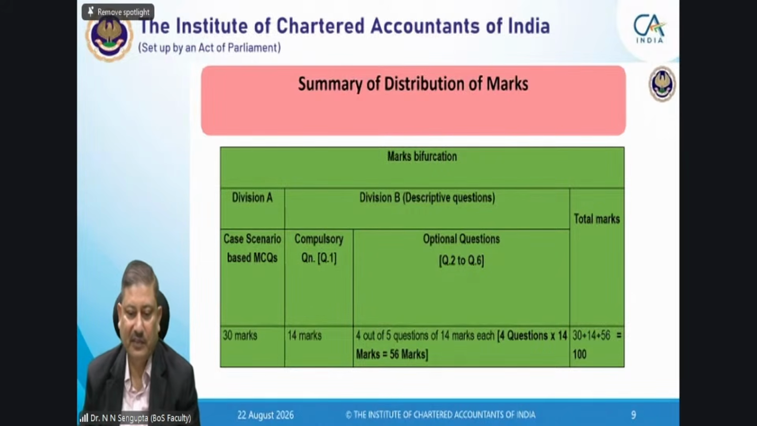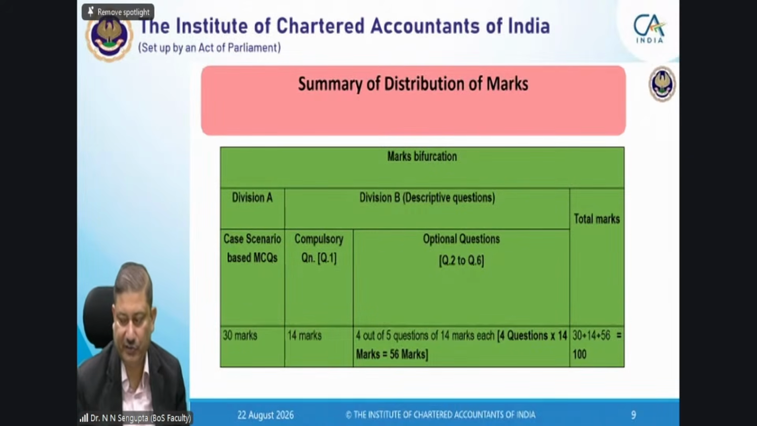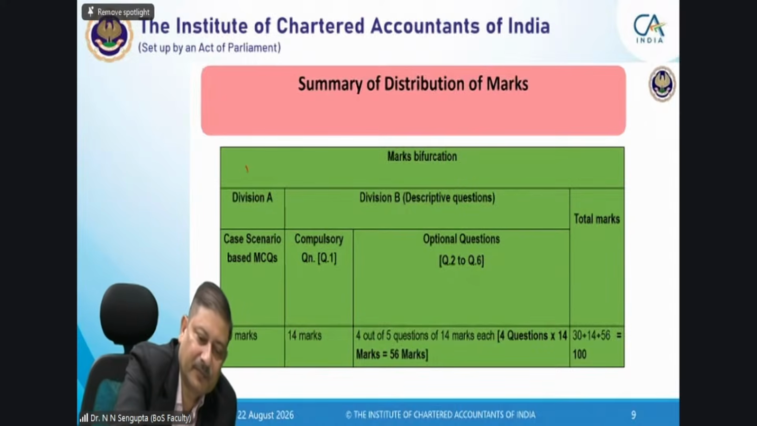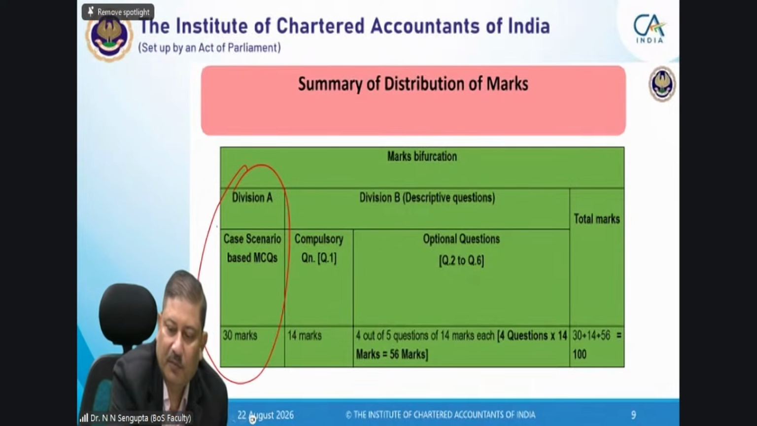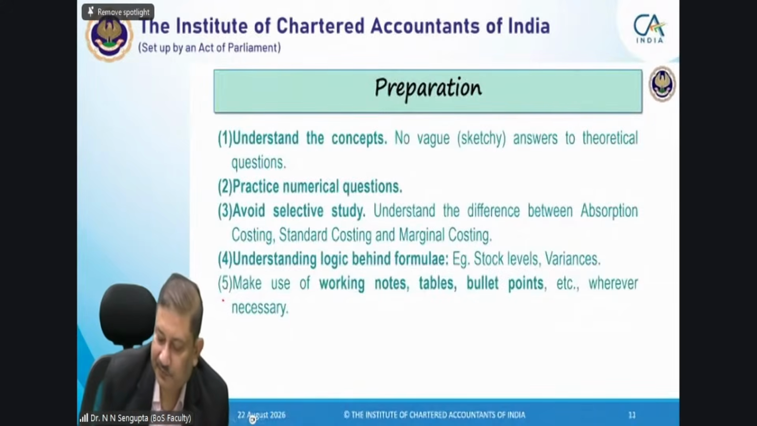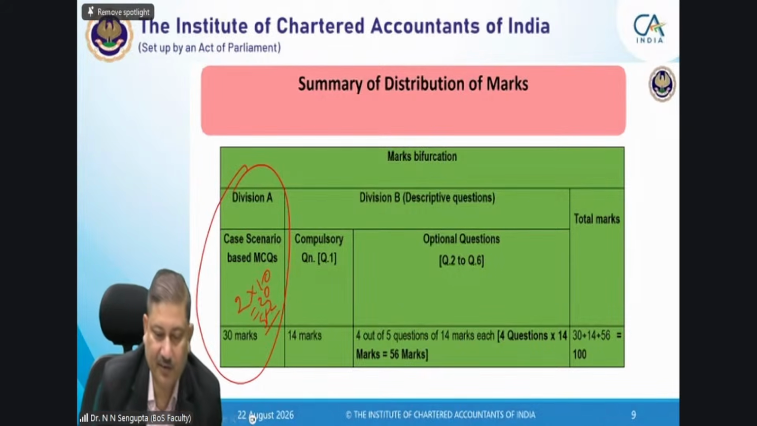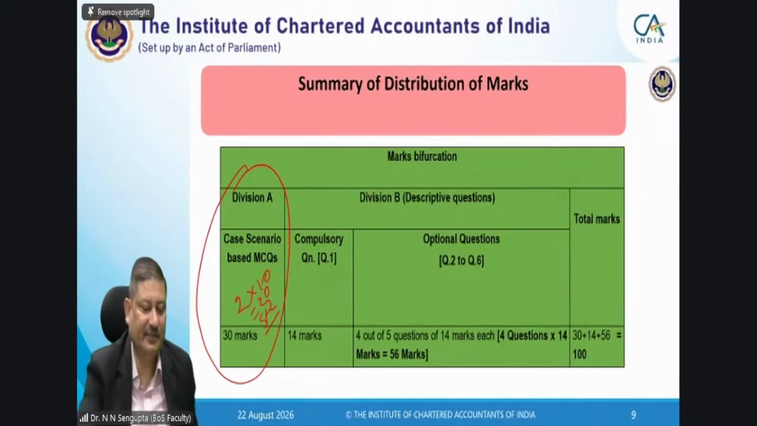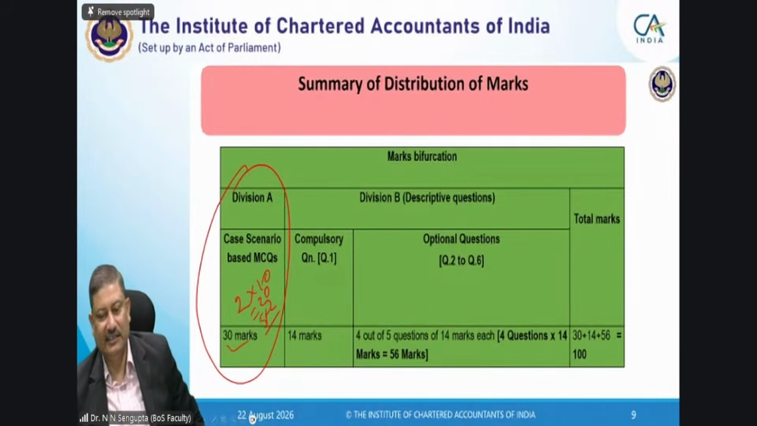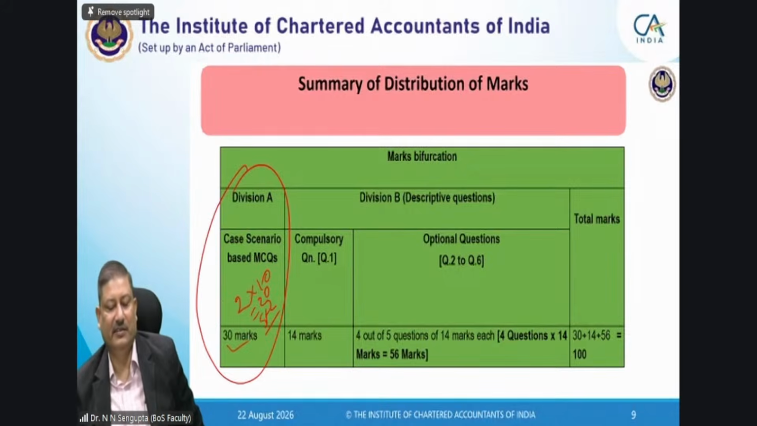So in the first part, part A or division A, there are case scenario questions, as you can see here. So what is the composition of this? Two case scenarios of 10 marks, that is 20, plus 5 into 2, 5 caselets of 2 marks. So that is 30 marks, as you can see here. Then the descriptive part, the compulsory question will be of 14 marks. Normally 5 plus 5 plus 4 is the compulsory question.